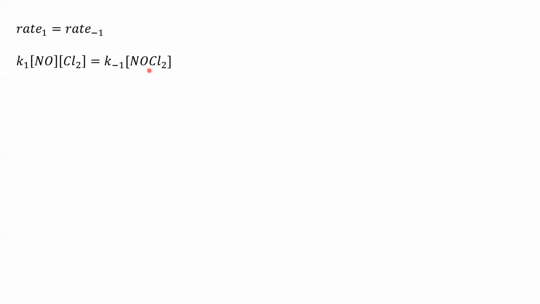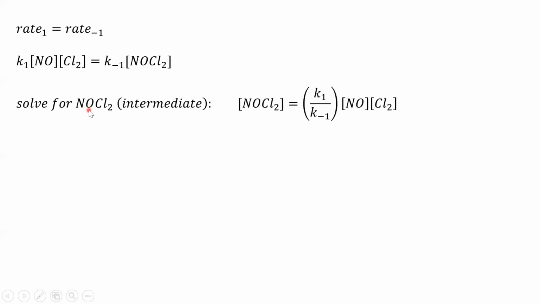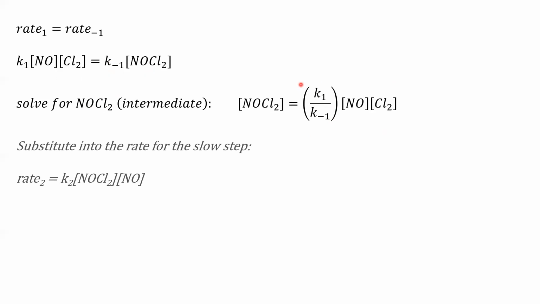So let's manipulate this equation. We're going to solve for the intermediate, so we're going to divide by K prime, and we get this here. What we're going to be able to do now is a substitution. We're going to look at the rate determining step, which has the intermediate in it. Intermediates are never in a rate law, so we're going to substitute NOCl2 with all of this because they're equal to each other.